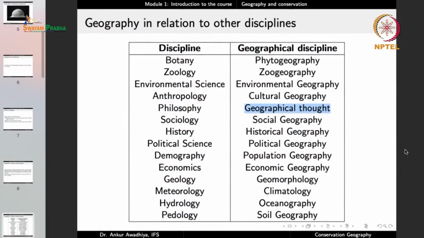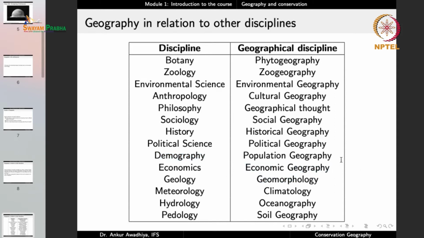So we can ask questions like, what different polities are found in different areas? Where are they found? Which are the areas where you find things like democracy? Which are the places where you find monarchy? And why are they found where they are found? So that is political geography. Then with demography, we have population geography.